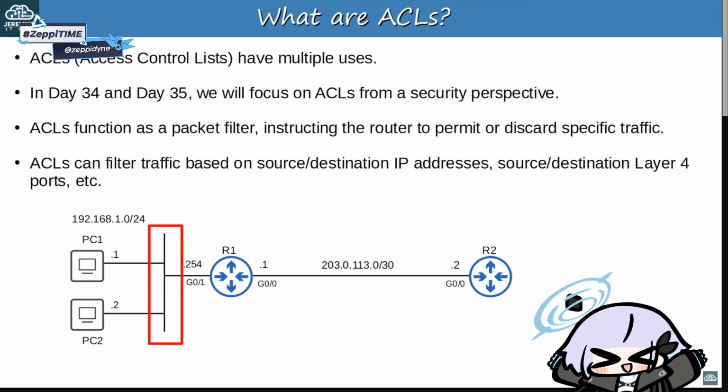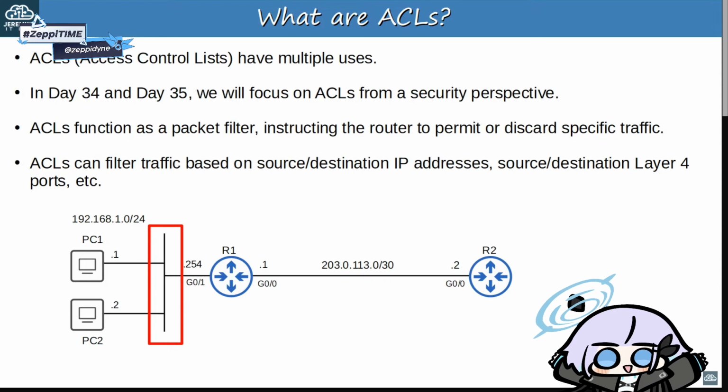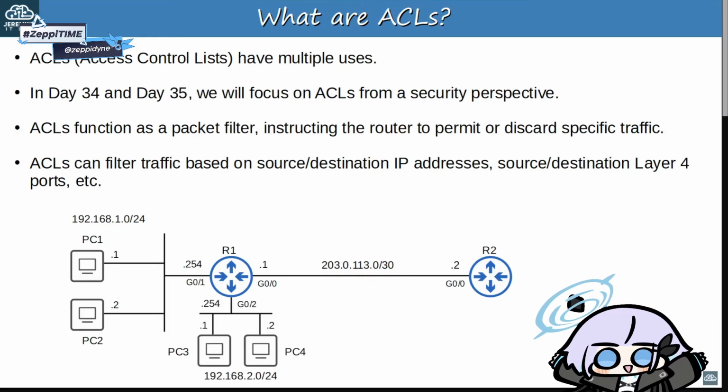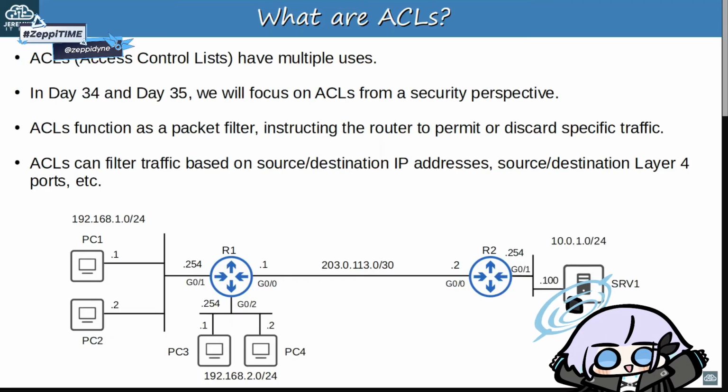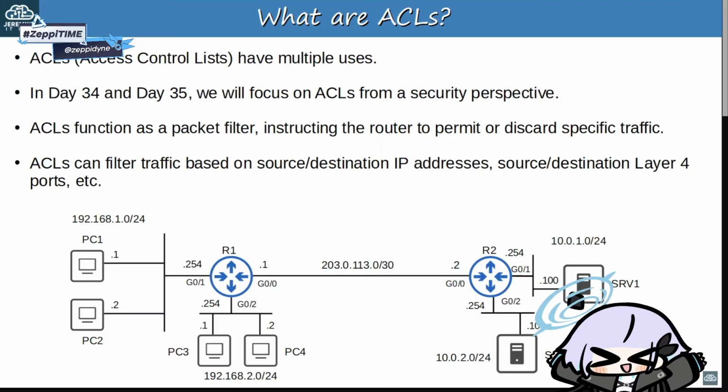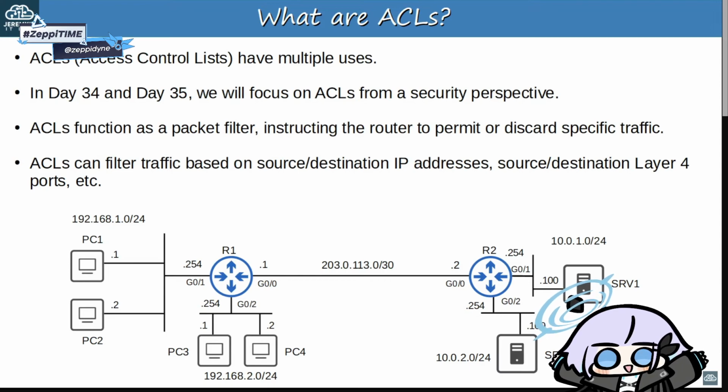In reality, all of the PCs in the 192.168.1.0/24 network are connected to a switch, and the switch is connected to R1, but we don't actually have to include the switch in this diagram. The 192.168.2.0/24 network with PC3 and PC4 is also connected to R1. The 10.0.1.0/24 network with server 1 is connected to R2, and the 10.0.2.0/24 network as well, so we have two networks on each router. I'll use this network to demonstrate how ACLs work.